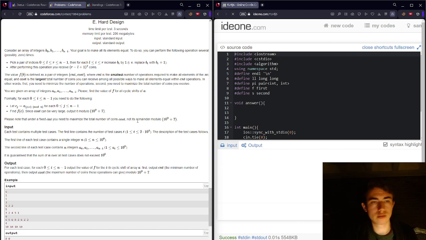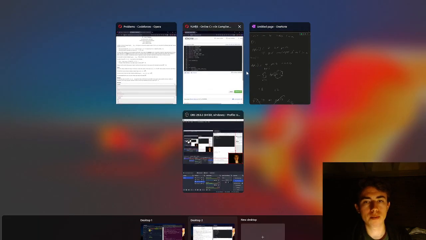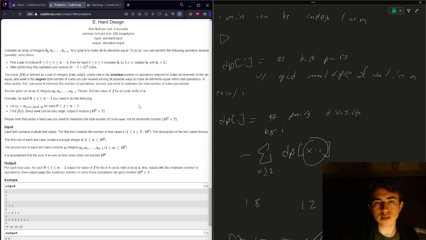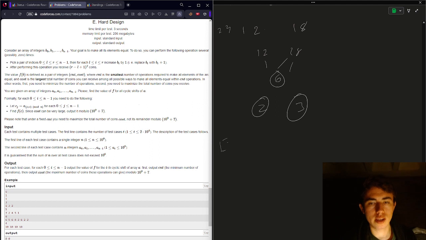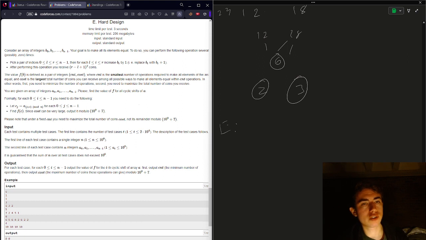Okay, sure. This looks like a very ugly problem. Well, let's see how it goes. Whatever. Alright, I guess first off is just finding the strategy for a single cyclic shift.